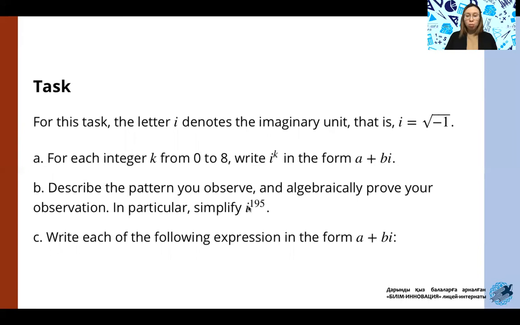In particular, simplify i to the power of 195. The last one: write each of the following expressions in the form a plus bi.